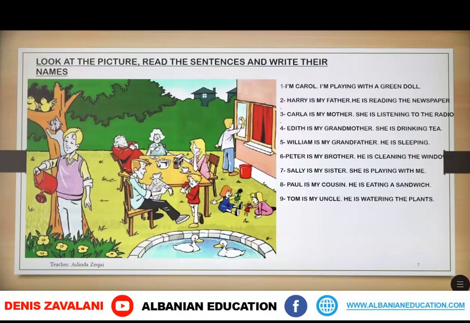Eight, Paul is my cousin. He's eating a sandwich. Okay, we found Paul. Yes. And the last one, Tom is my uncle. He's watering the plants. Okay, did you find Tom? Yes, he is the only one watering the plants. So, take a few seconds and try to memorize what each one is doing in the picture.